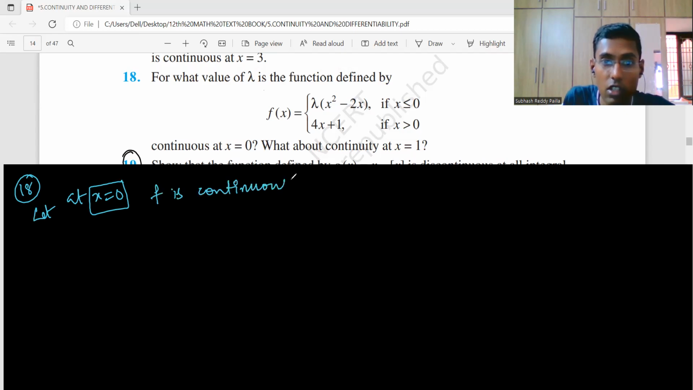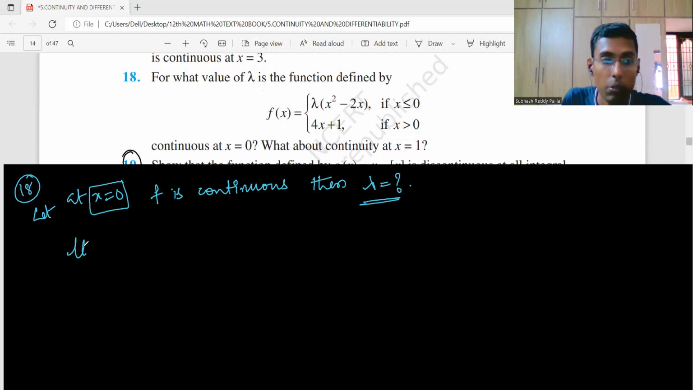That's what he gave, continuous, then lambda equal to what is the question? For what value of lambda is the function continuous at x equal to 0? So the question is, if at all f is continuous at x equal to 0, then what is the value of lambda? Okay, continuous means what?